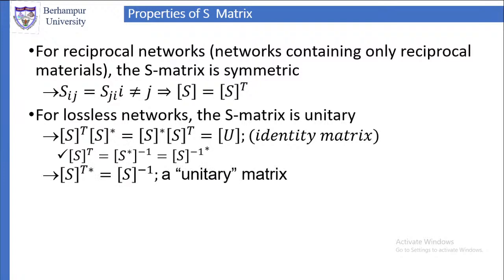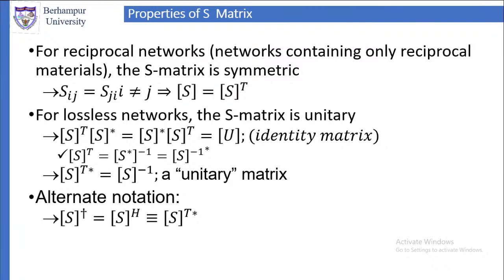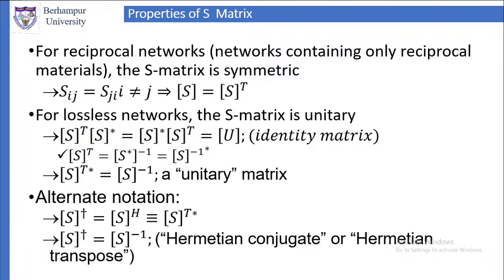So S transpose is S inverse complex conjugate. That is what is called a unitary matrix. In the unitary matrix, the complex conjugate of the transpose matrix is the inverse of the matrix. There is an alternate notation for this, which is S dagger or S^H, which is equal to S transpose complex conjugate. This S dagger or S inverse, these are called the Hermitian conjugate or Hermitian transpose matrix.